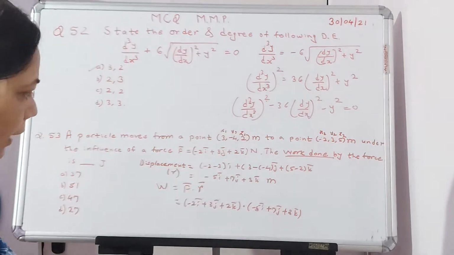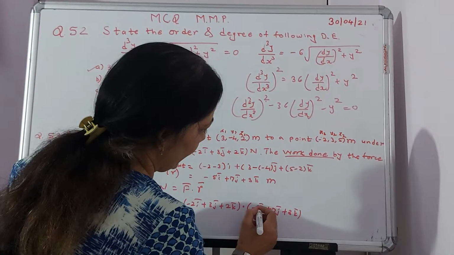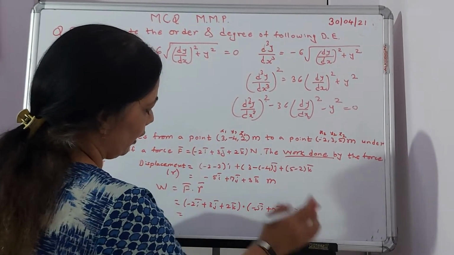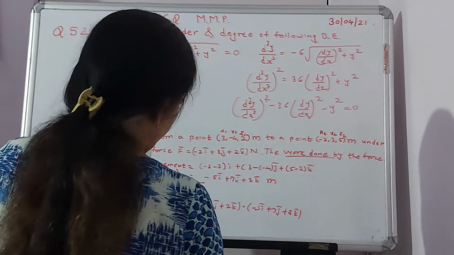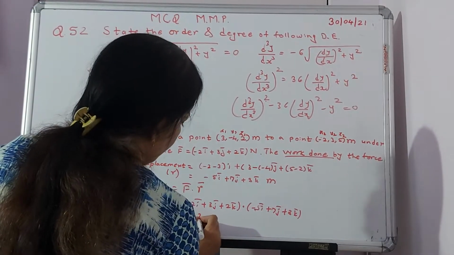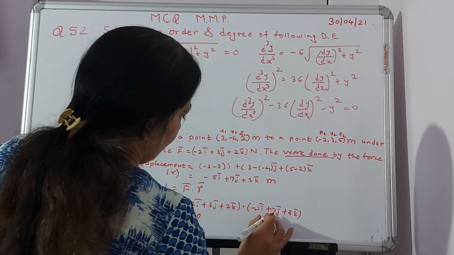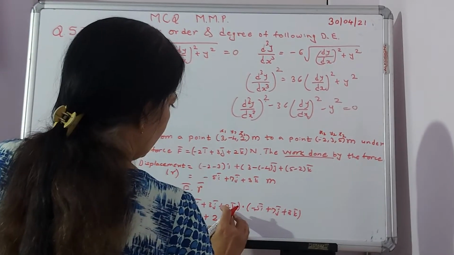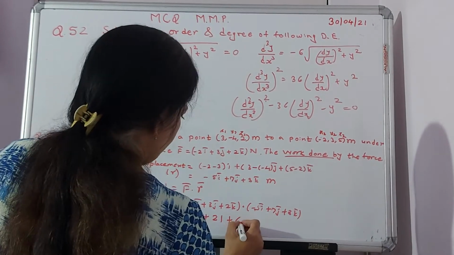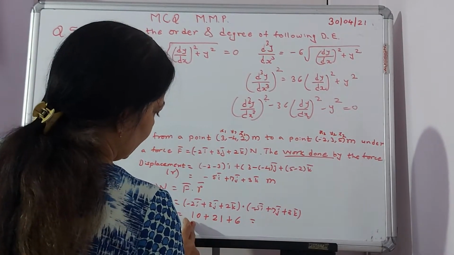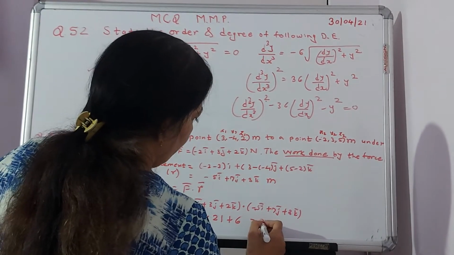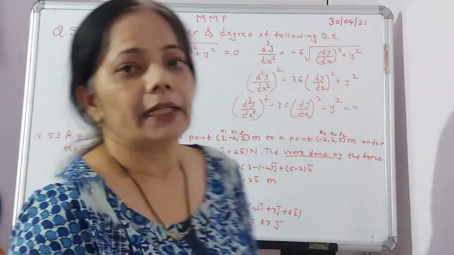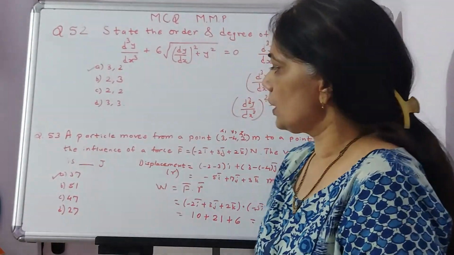Correct? Now we know i dot i is what, j dot j is what, and k dot k is what. Right? So i dot i will be 1, j dot j will be 1, k dot k will be 1. So minus 2 into minus 5, we'll get the value 10. Minus minus plus. This is 3 into 7, which will be 21. And here 2 into 3, which is 6. So if you add 21 plus 10, 31, 31 plus 6 will be 37 joules is the answer. So therefore, answer A is perfect, which is 37 joules.